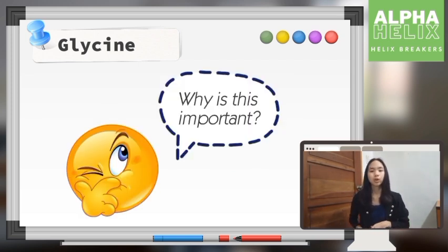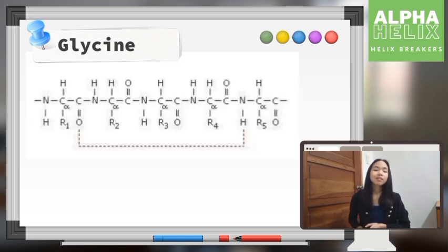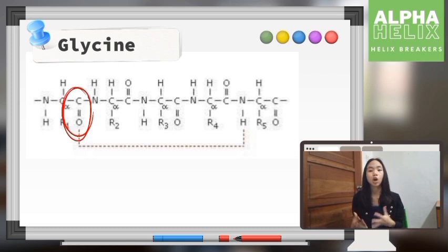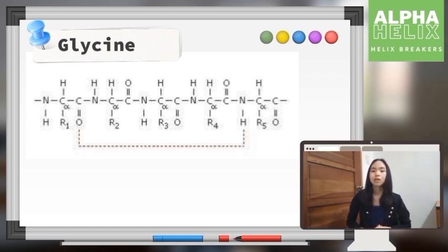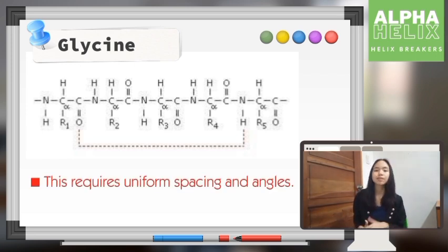So why is this important? Well, the alpha helix is stabilized by hydrogen bonds that form between the carbon double bonded to oxygen group of one amino acid and the nitrogen bonded to hydrogen group of another amino acid that is 4 positions ahead in the sequence. So this stabilizing pattern requires consistent spacing and fixed bond angles throughout the helix.